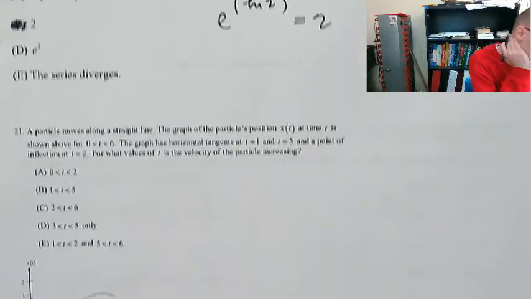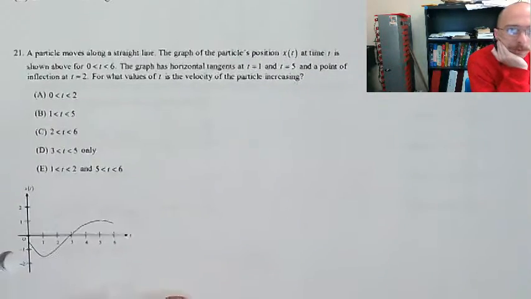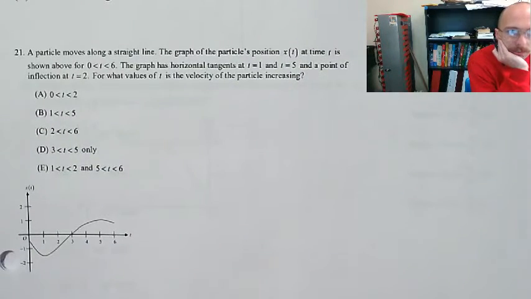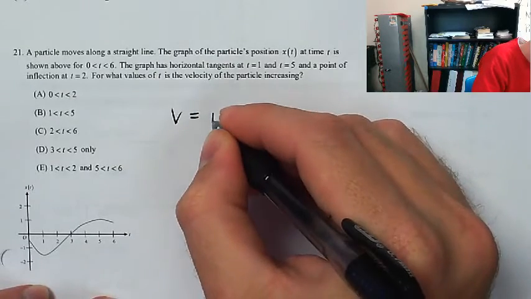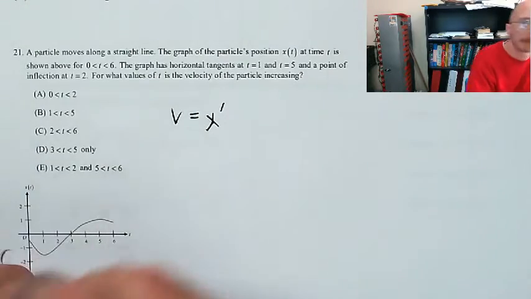All right, it's along a straight line. The graph of the particle's position, x, at time t is shown in the graph. Graph has horizontal tangents at t equals 1 and t equals 5, and a point of inflection at t equals 2. When is the velocity of the particle increasing? All right, velocity equals x prime.